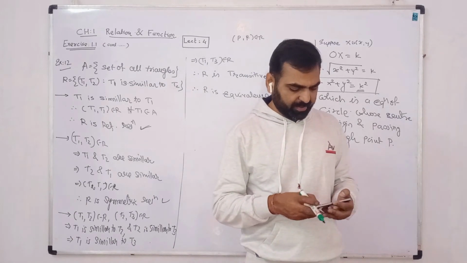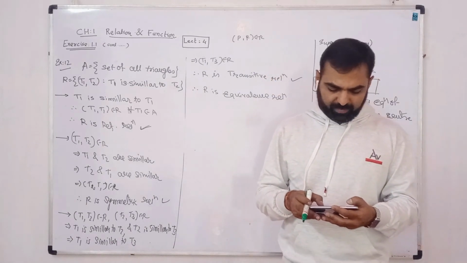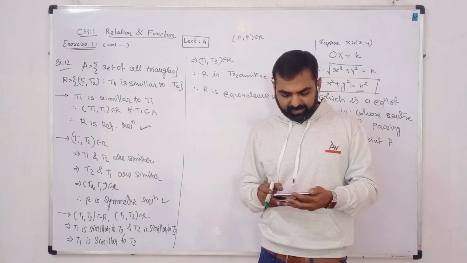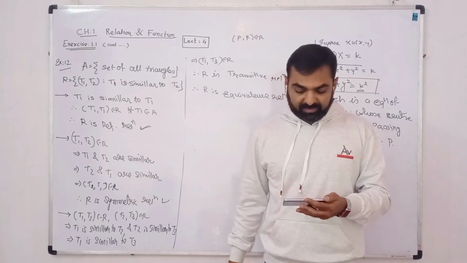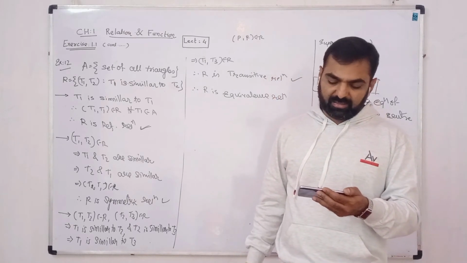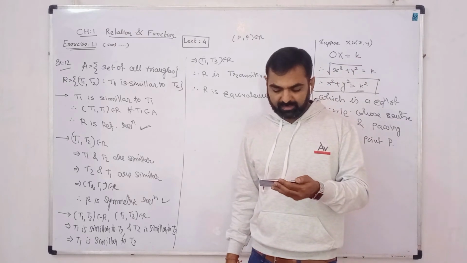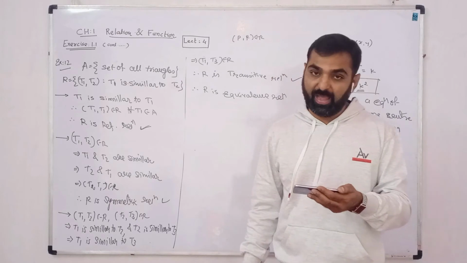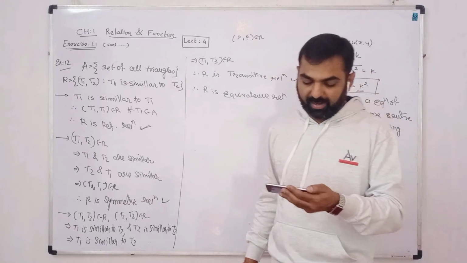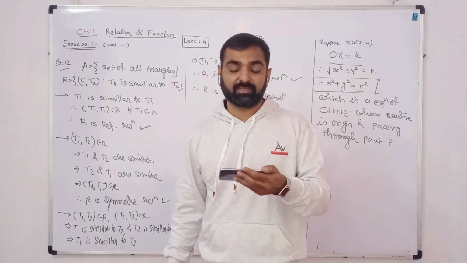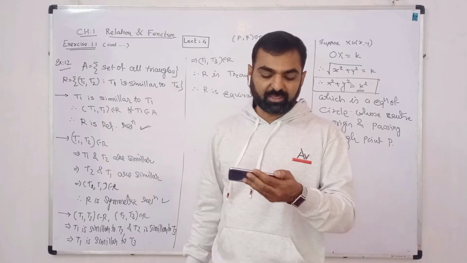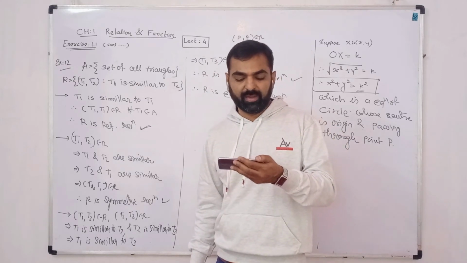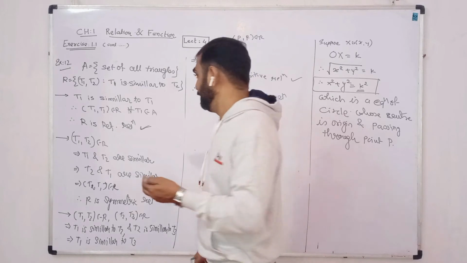क्वेश्चन नंबर 12 में आगे क्वेश्चन दिया हुआ है। Consider the three right-angled triangles T1 with sides 3, 4, 5, T2 with sides 5, 12, 13, and T3 with sides 6, 8, and 10. Which triangles among T1, T2, and T3 are related?